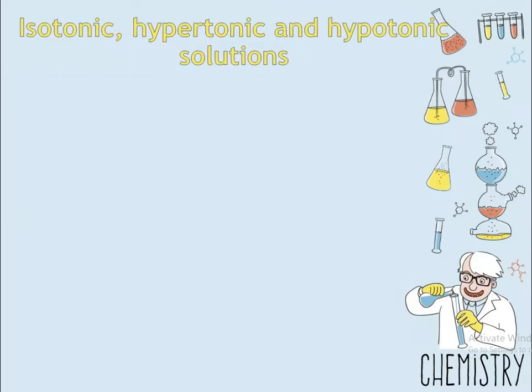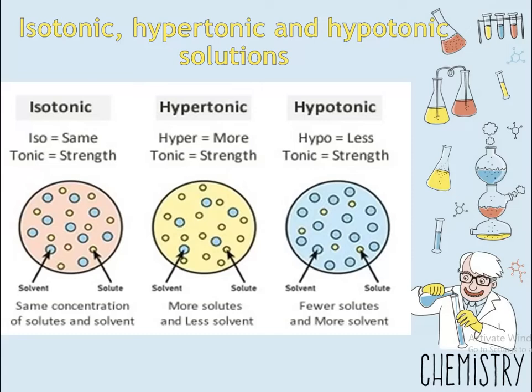Isotonic, hypertonic and hypotonic solutions. Let us first learn what isotonic, hypertonic and hypotonic mean. As we see in this diagram, iso means same and tonic means strength, meaning concentration: same concentration. Hyper means more and tonic is strength, so more concentrated, or hypo means less and tonic is strength, so less concentrated. So let's now define what these terms mean.